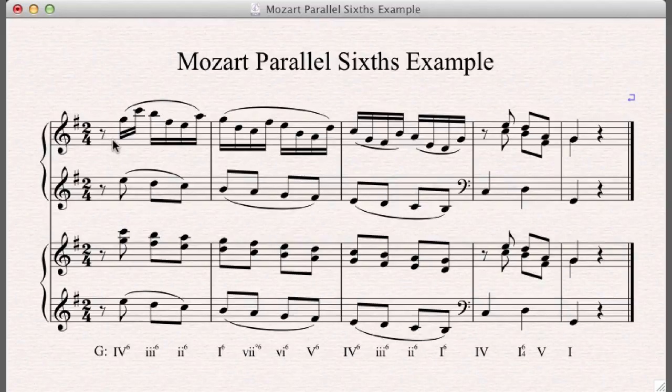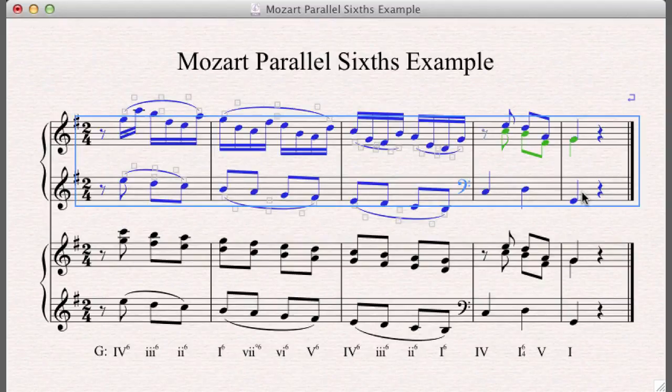So with the analysis there intact, let's listen one more time to the parallel sixth progression here.